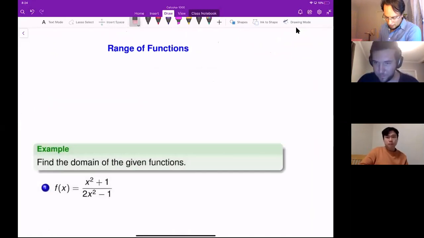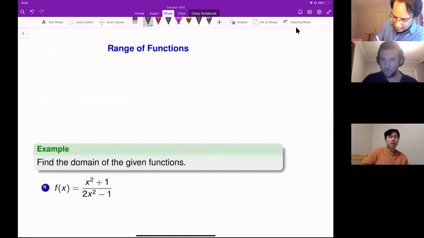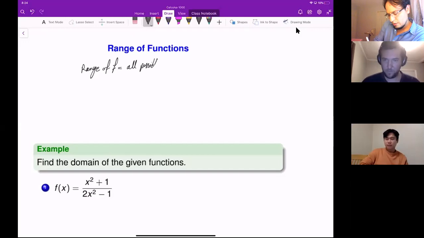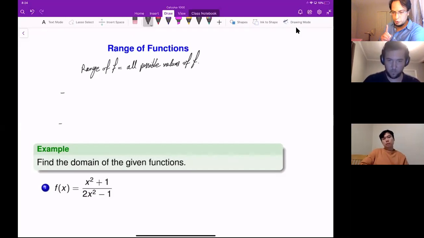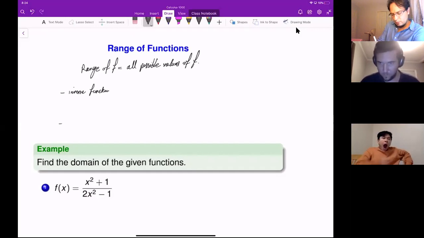Okay, for the range, well, the range of a function is a fancy word for all the possible values of that function. That's just a fancy word, range of f. And to be able to find these things, I'm expecting you to know two methods. One is the inverse function method.